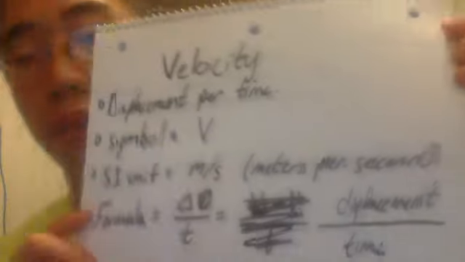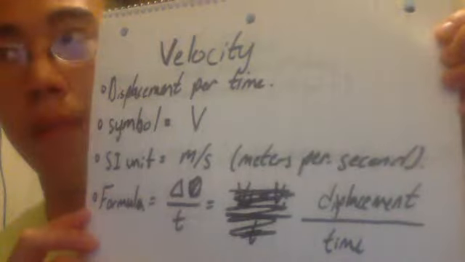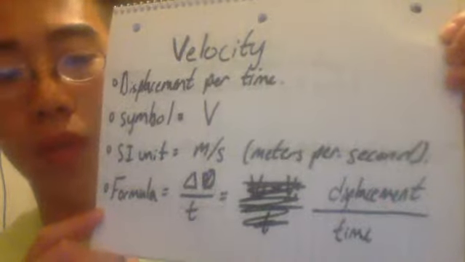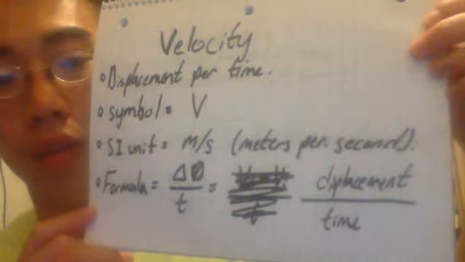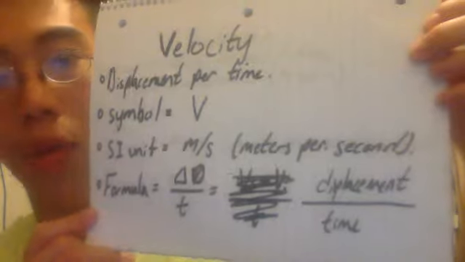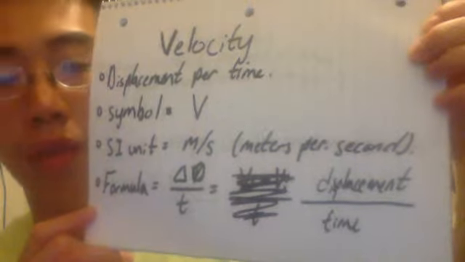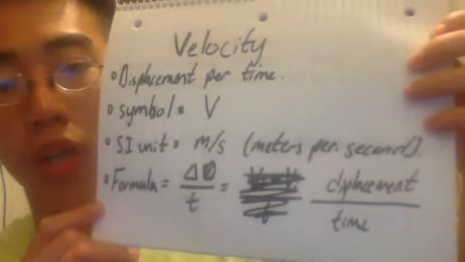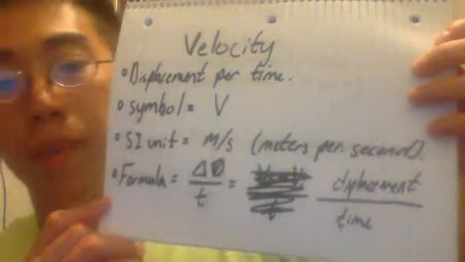First off, we learned velocity, which is displacement over time, or distance over a set amount of time. The symbol is V, the SI unit is m/s, or meters per second, and the formula is delta d over t, or change in distance or displacement over time.